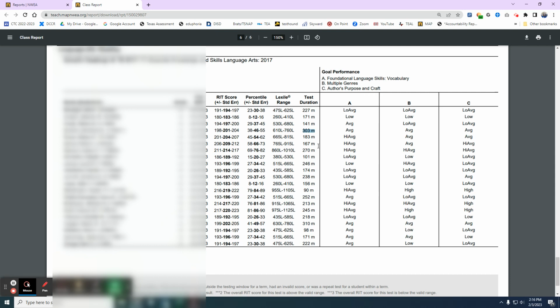Now, we know this is not STAR. We have a different measure of monitoring on MAP than we do on STAR. But a student that sat there for 303 minutes, that's 60, 120, 180, you get the idea of how many hours that is, right? And so that student lost way too much instruction time. So we need to talk to that student about their testing attitude. But again, this gives us their RIT score, their percentile score, and for reading, it gives you their Lexile range.